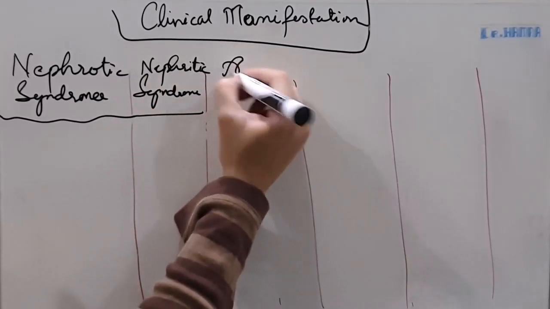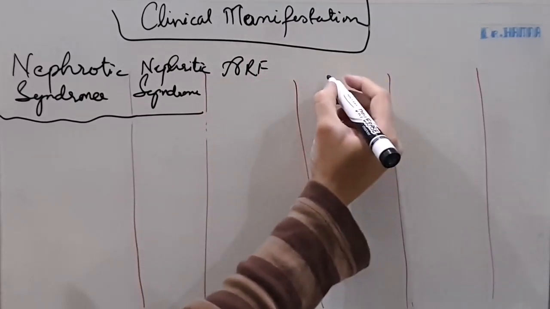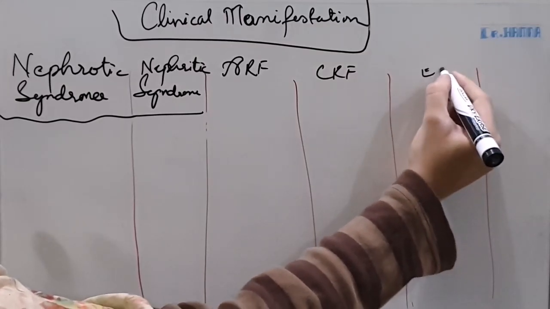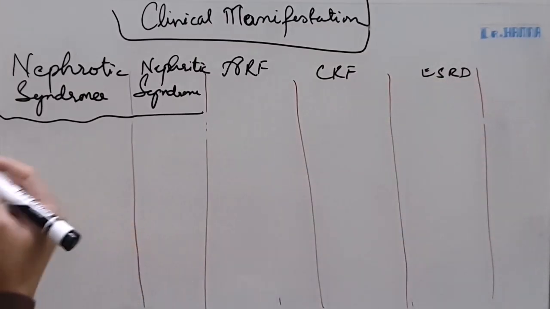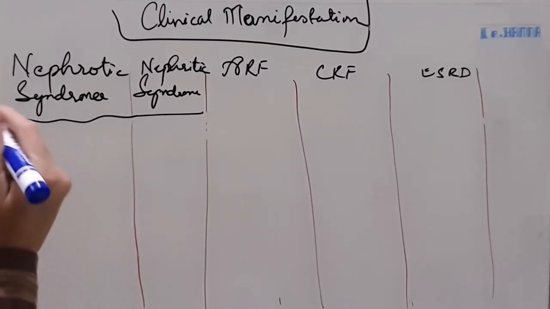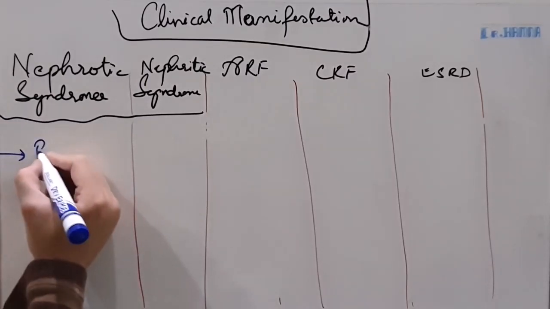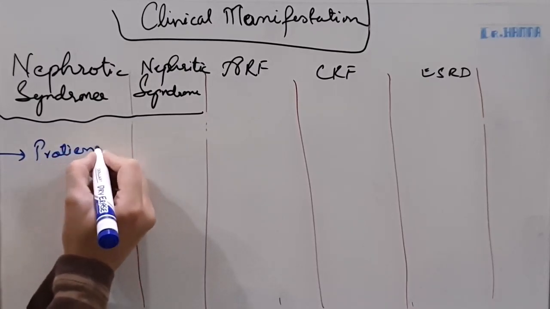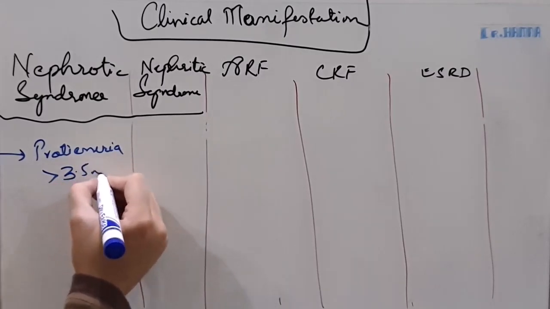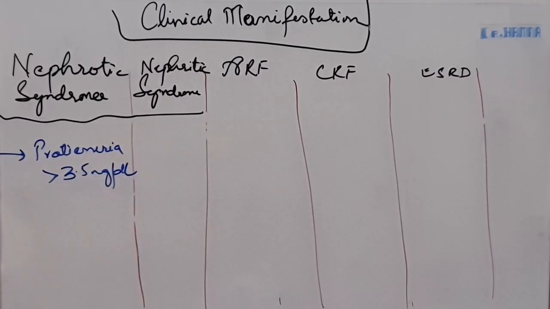Third is ARF. Fourth is chronic renal failure. Fifth is end stage renal disease. So nephrotic syndrome. Nephrotic syndrome has certain factors that need to be met in order to make the diagnosis, and the main factor is proteinuria. It needs to be more than 3.5 mg per deciliter. And why does proteinuria occur?